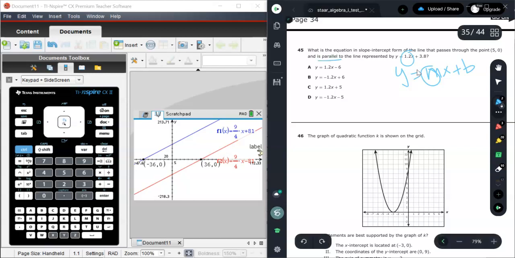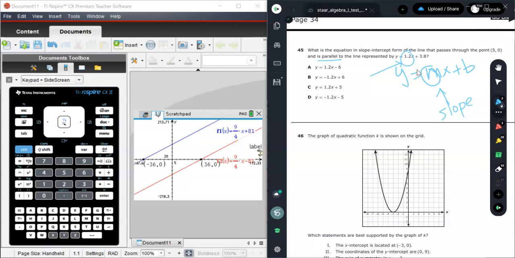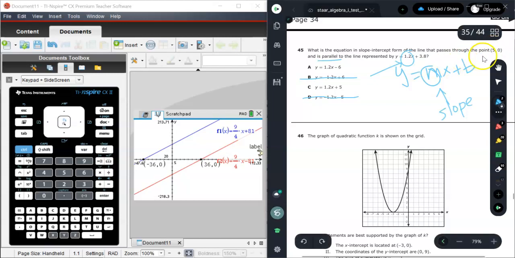Parallel means that the slopes are exactly the same. So since this m, remember, these are all slopes, since that slope is 1.2 and we're looking for parallel, we're looking for the line that has the exact same slope. So B is out because it's negative 1.2 and D is out because it's negative 1.2. So now we are looking at A and C. So we want to know which one of these lines passes through (5, 0).